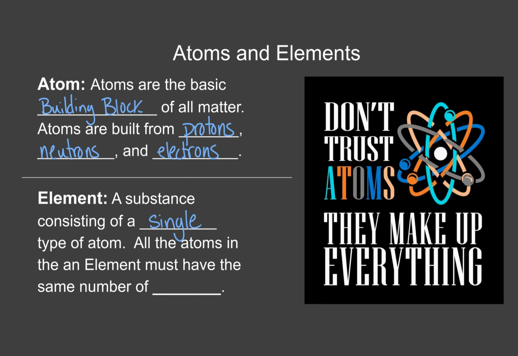So an atom is a single atom. Elements can have huge numbers of atoms as long as they are all the exact same type of atom. So that means to be the same type of atom, they all need the same number of protons. The protons are what determine what type of atom we have.